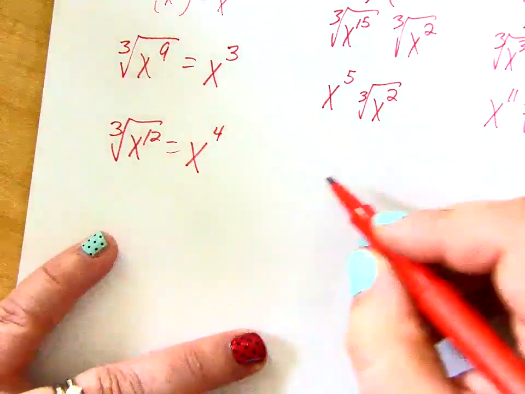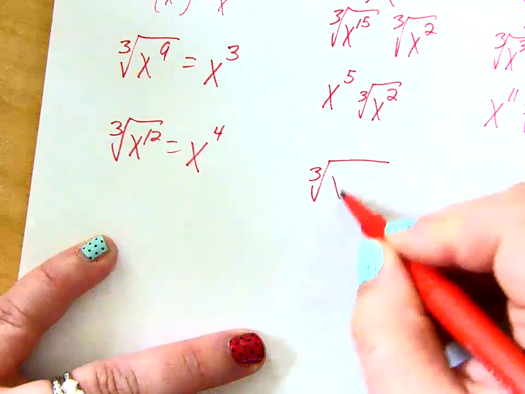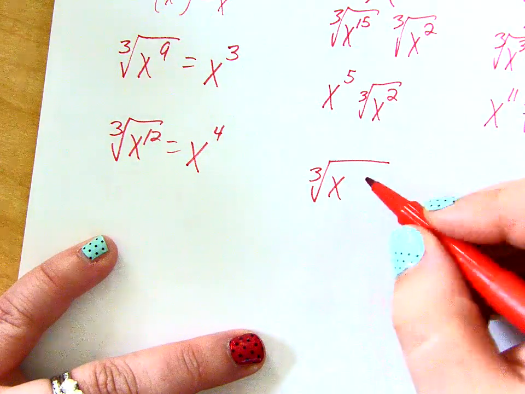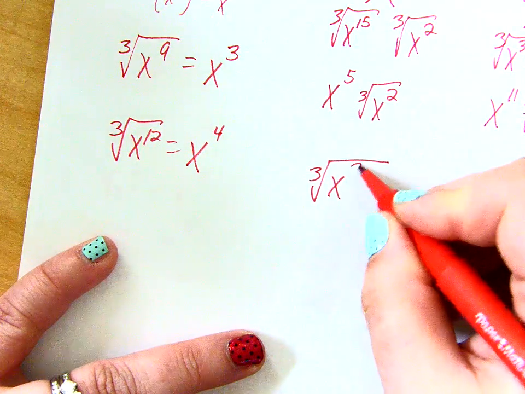Okay, so you try this one. Find for me the cube root of x to the, oh, I don't know, how about 23rd?